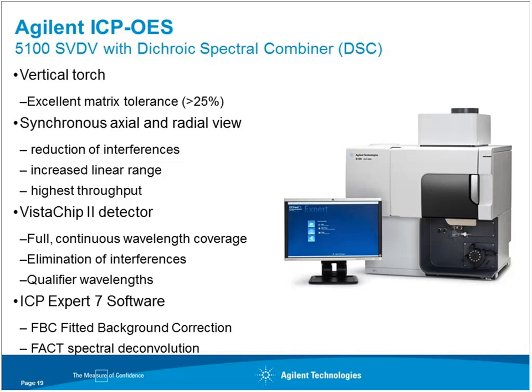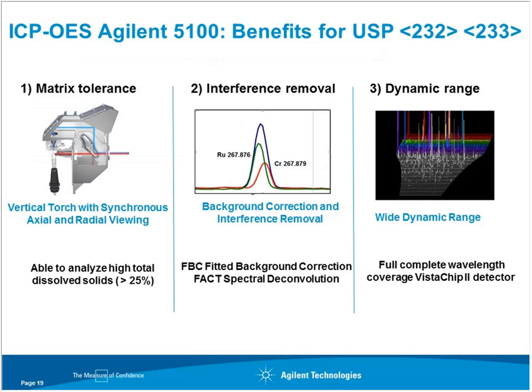And we can also do something called qualifier wavelengths. That's where we can look at alternate wavelengths for the same element to help make us feel comfortable and verify that our results are correct. And we have a new ICP Expert 7 software, which we'll review briefly as well.